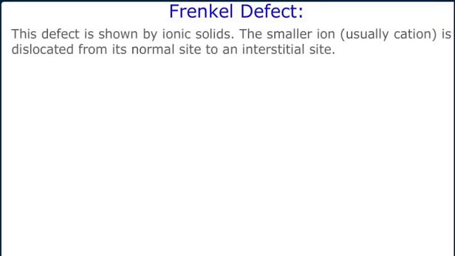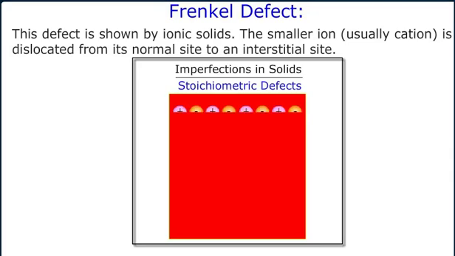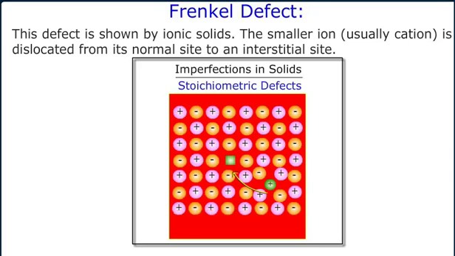Frenkel defect. This defect is shown by ionic solids. The smaller ion, usually the cation, is dislocated from its normal site to an interstitial site.